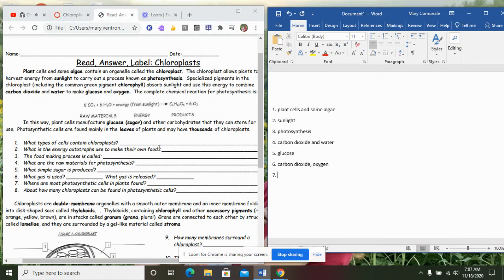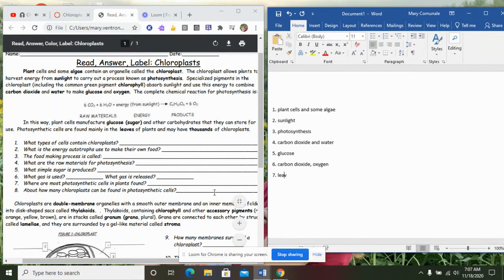The complete chemical reaction for photosynthesis is right here. Here are your raw materials, which are the carbon dioxide and water, energy from the sun, and these are going to be your products, which are glucose and oxygen. In this way, plant cells manufacture glucose or sugar and other carbohydrates they can store for use. Photosynthetic cells are found mainly in the leaves. So leaves.